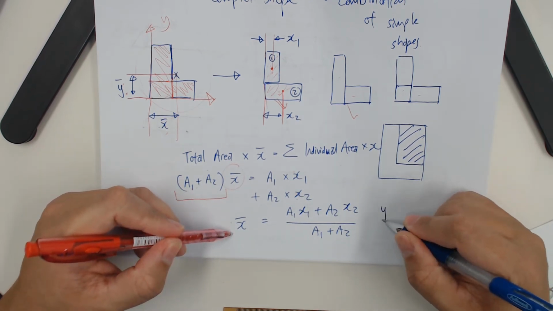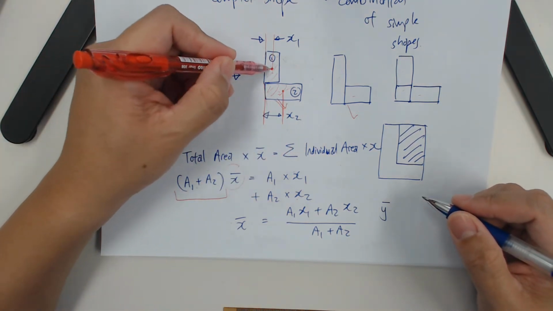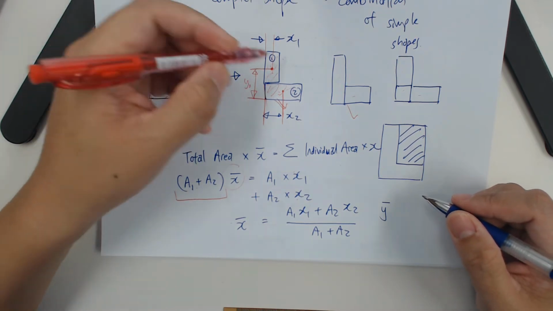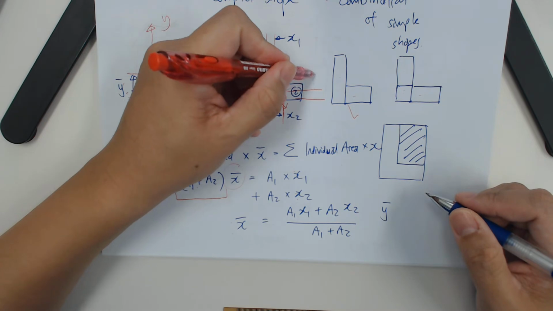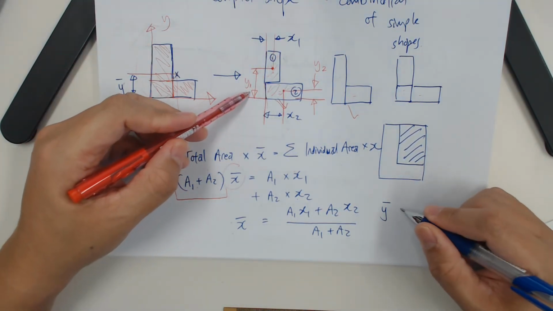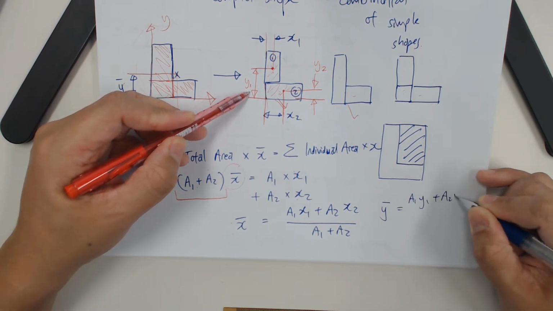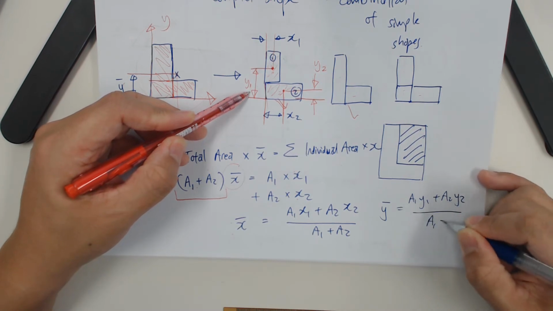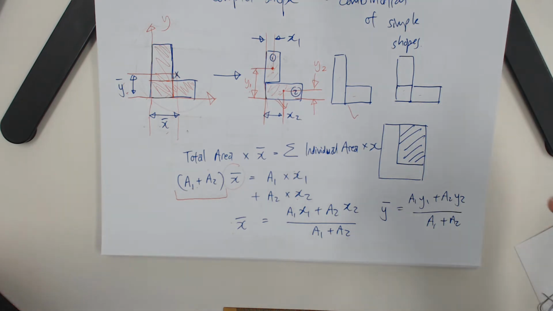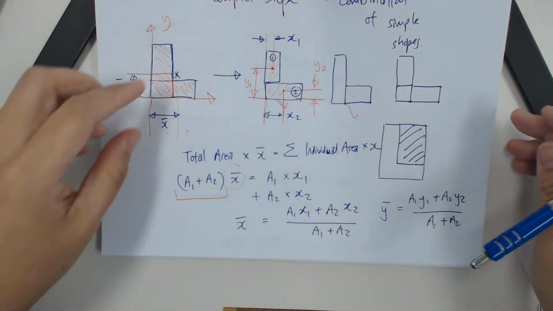Of course for y bar, what's the value here? It will be just a combination of its own area and the individual y value, y1 and y2. So it will be A1y1 plus A2y2 over A1 plus A2. Alright, so this is how you find the centroid for a complex shape that is a combination of simple shapes.